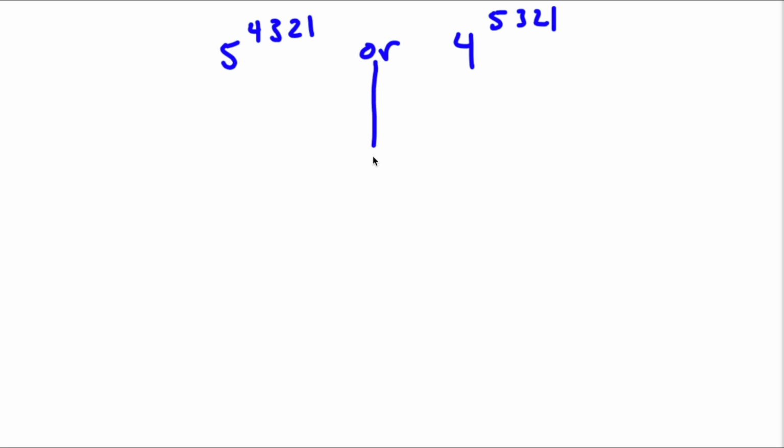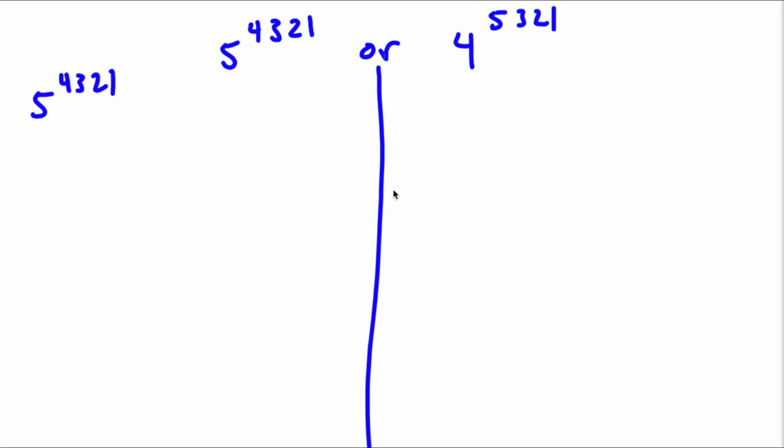Alright, so what we're first going to do is we're going to divide this into two parts. So on my left hand side, I have 5 to the power of 4,321, and on my right hand side, I have 4 to the power of 5,321. And we're going to start by simplifying these two. So first off, let's start with 5 to the power of 4,321. So now this is the same thing as 5 to the power of 4,000 times 5 to the power of 321.